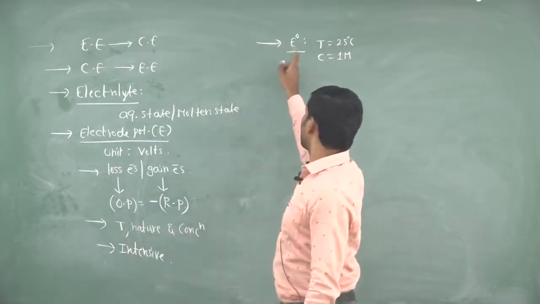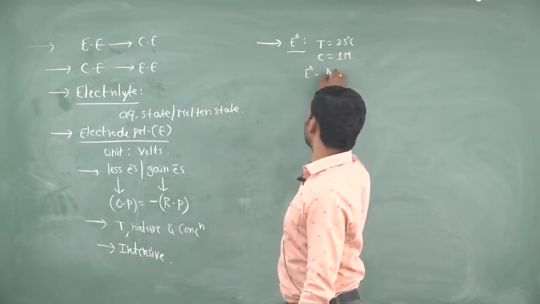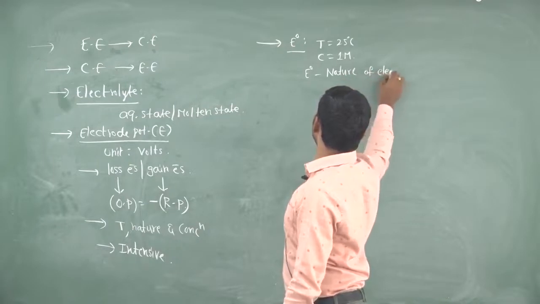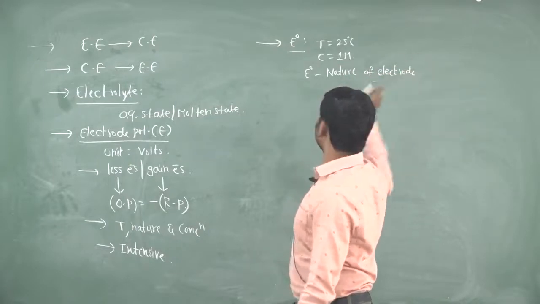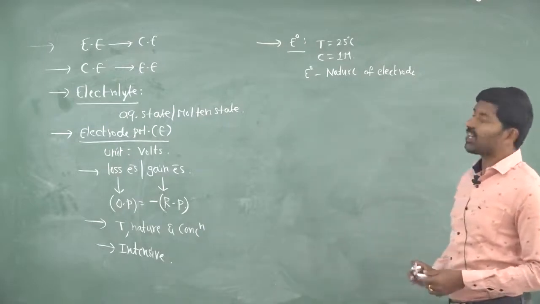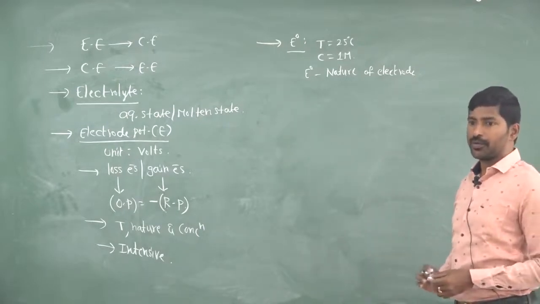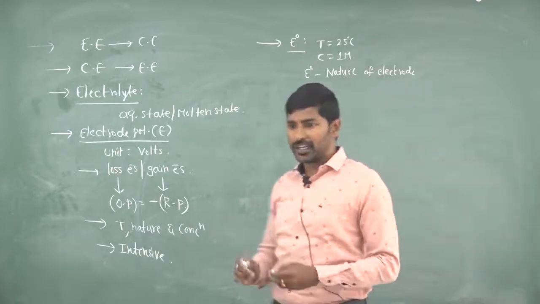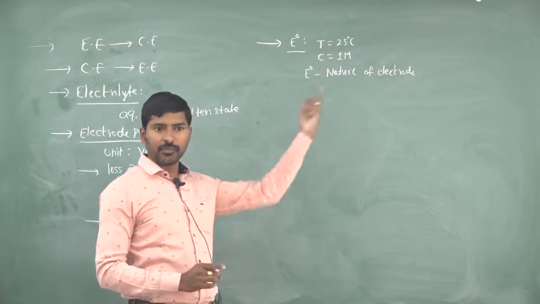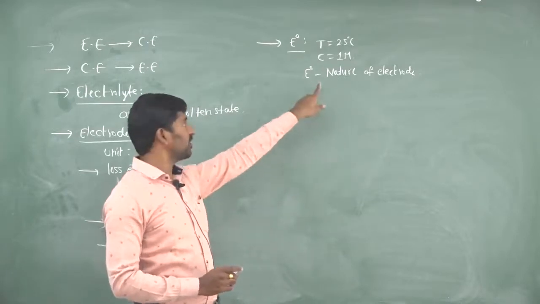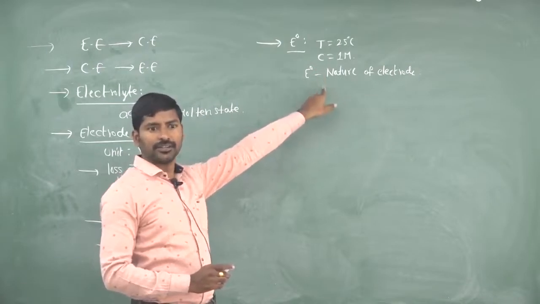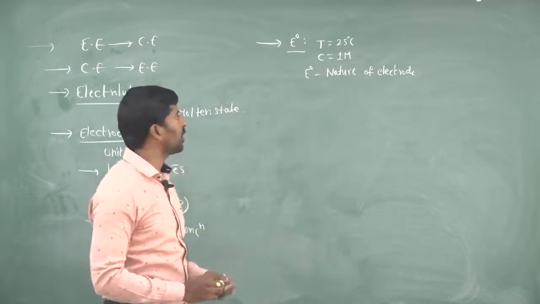Therefore, E naught depends on what? Nature of electrode. It is a characteristic value of a given electrode. No two electrodes have the same E naught value. That's why E naught value we can use in qualitative analysis, and in polarography qualitative analysis is done by E naught values only.